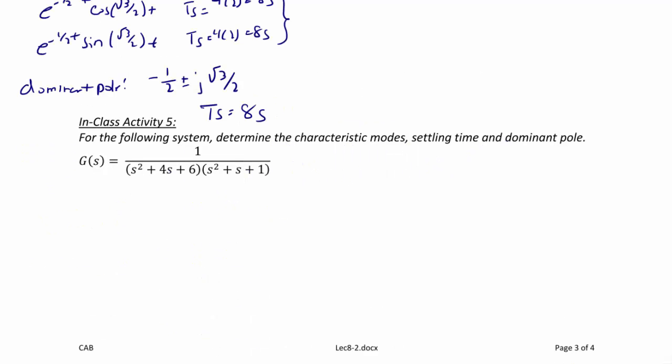In class activity 5, for the following system, determine the characteristic modes, settling time, and dominant pole. 1 over (s squared plus 4s plus 6) times (s squared plus s plus 1). This can be written as the sum of 4 fractions. The first one is going to be a times (s plus 2) over (s plus 2) squared plus (square root of 2) squared, plus b times the square root of 2 over (s plus 2) squared plus (square root of 2) squared.